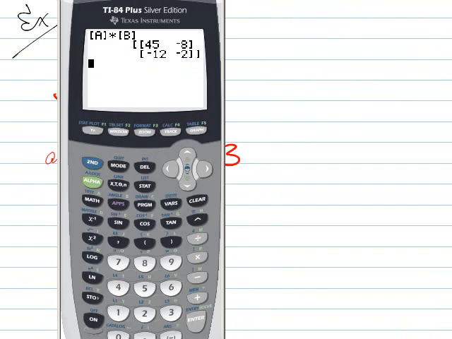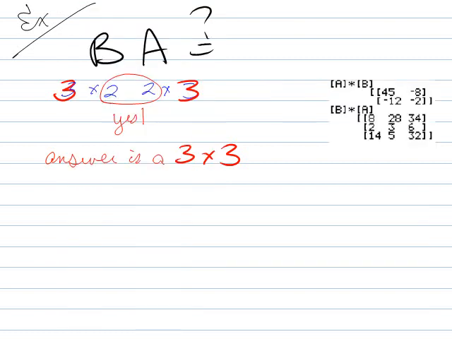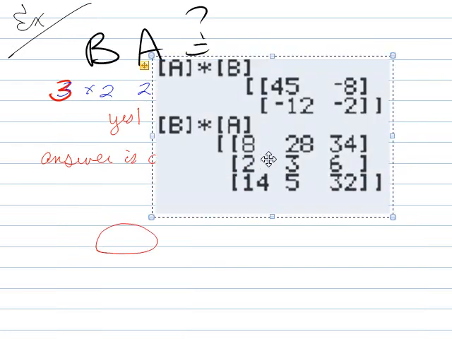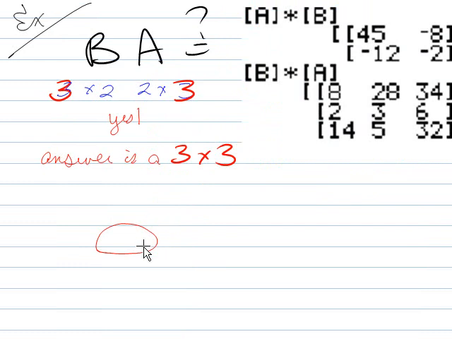So let's go ahead and plug it into the calculator and see what we get. B times A is a 3 by 3. Who'da thunk it? There we go. A times B, and there's B times A. You see it? Isn't that ridiculous? Completely crazy? So what do you see here? B times A is that matrix.